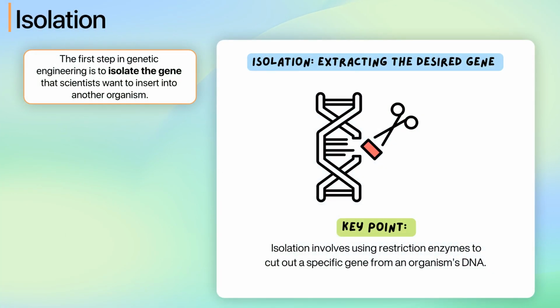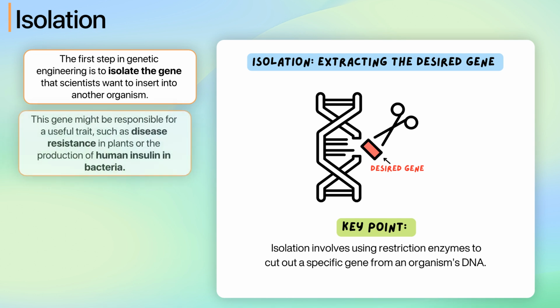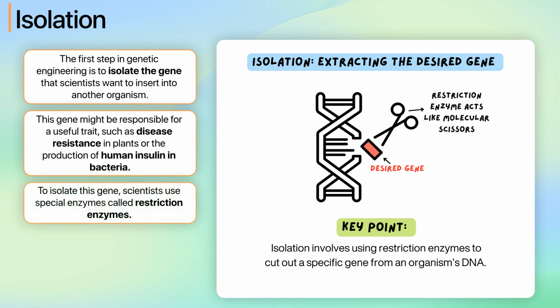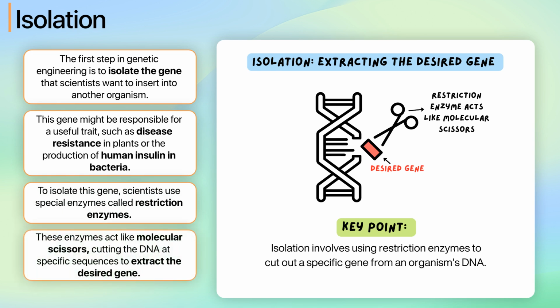The first step in genetic engineering is to isolate the gene that scientists want to insert into another organism. This gene might be responsible for a useful trait, such as disease resistance in plants or the production of human insulin in bacteria. To isolate this gene, scientists use special enzymes called restriction enzymes. These enzymes act like molecular scissors, cutting the DNA at specific sequences to extract the desired gene. The key takeaway from this is isolation involves using restriction enzymes to cut out a specific gene from an organism's DNA.